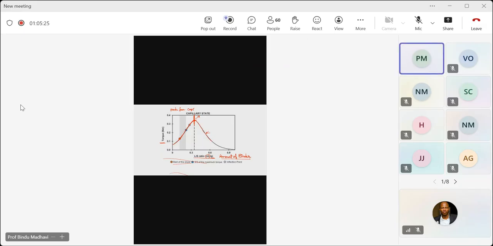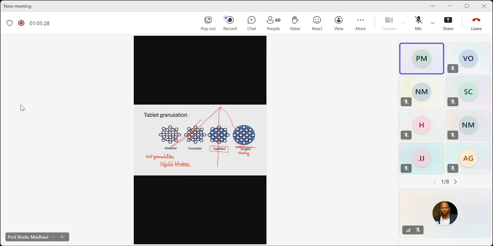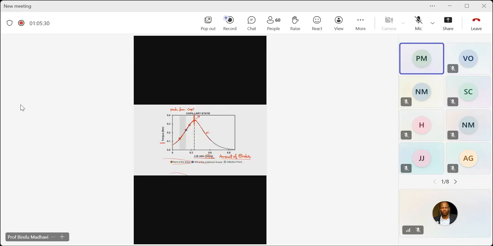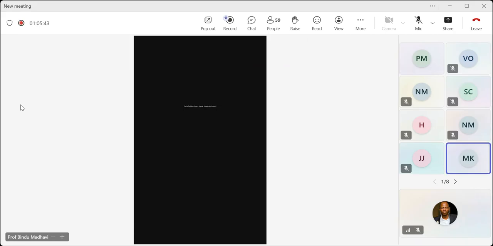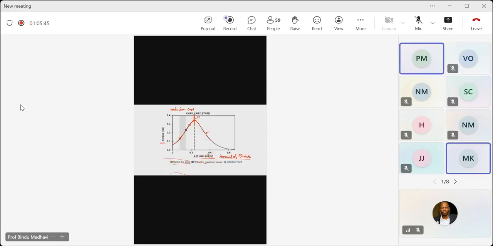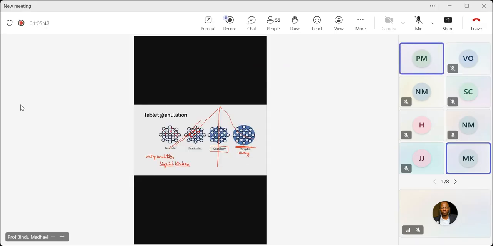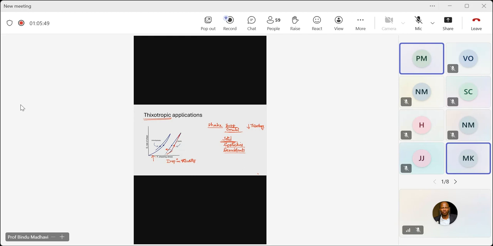tablet granulation. Am I clear about the stages in tablet granulation and about the torque that is used in tablet punching? Yes. Yes, Prof. So that is about the application of rheology in pharmacy.